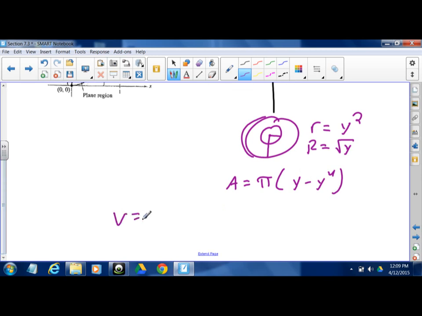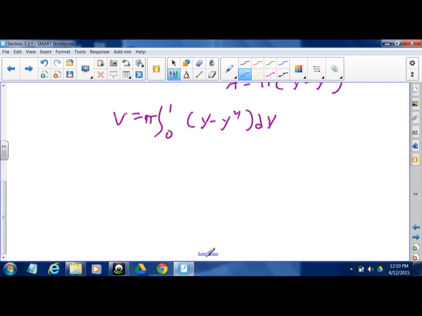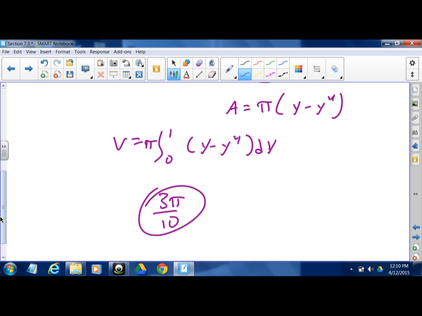That's the hard part. The easy part is just integrating. So let's pull my pi out. I've got 0 to 1. I've got y minus y to the 4th dy, and I get the same volume, which isn't a coincidence, right? It's basically the same exact accumulation of area because it's from 0 to 1 on both sides.